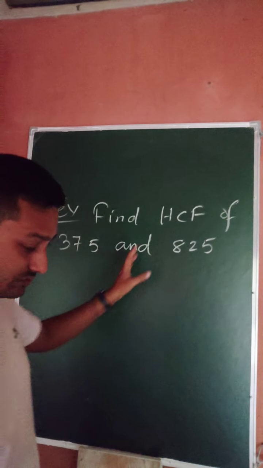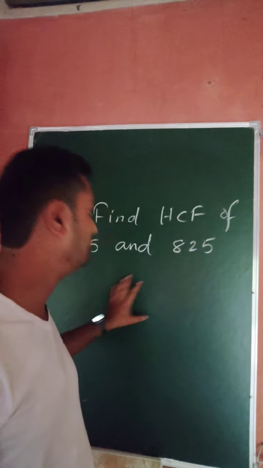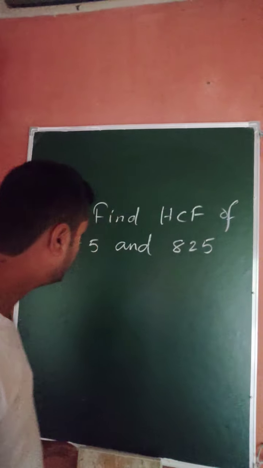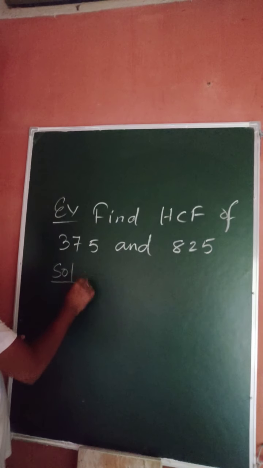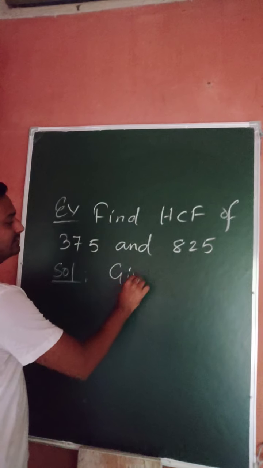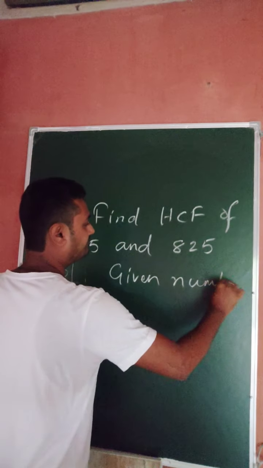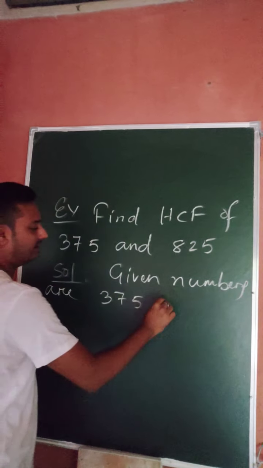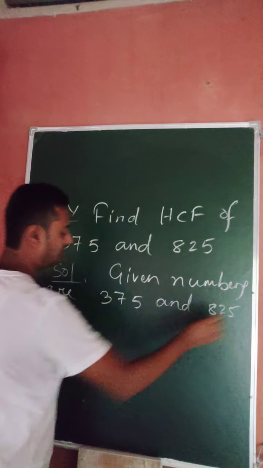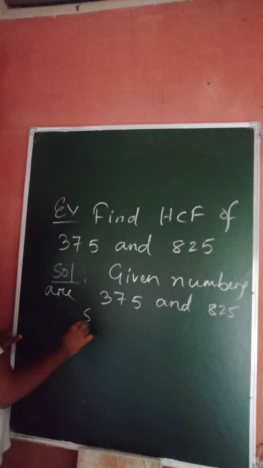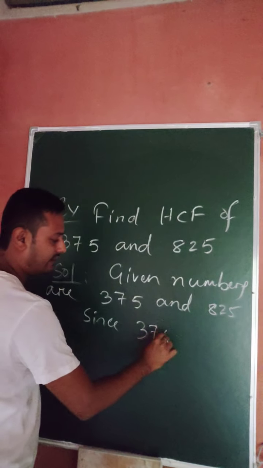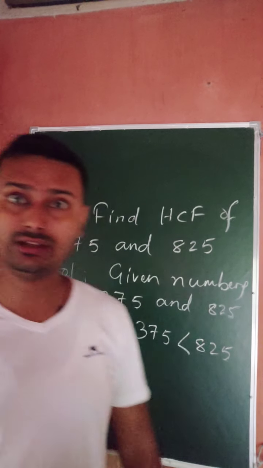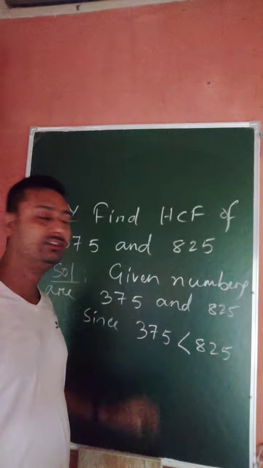There are 2-3 methods to find HCF. In this case we have to find the HCF by the continued division method. And what is the continued division method? The long division method. First you have to say that the given numbers are 375 and 825. Which one is smaller? Since 375 is smaller than 825, now you have to divide 825 by 375.